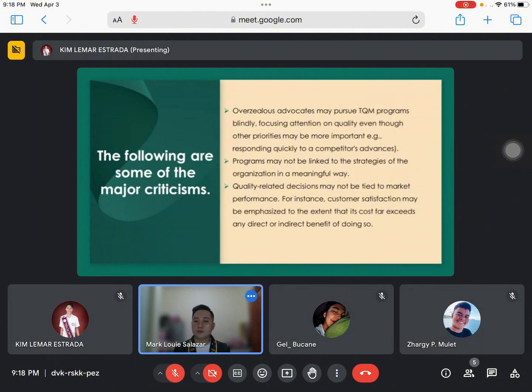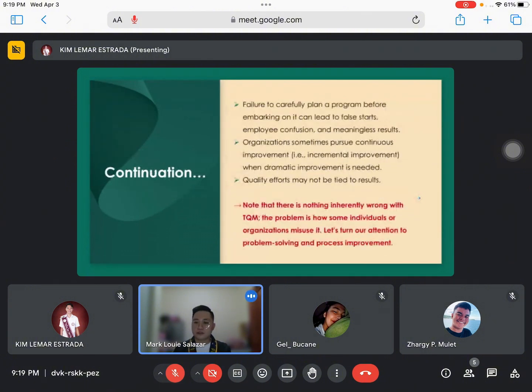So, next one is programs may not be linked to the strategies of the organization in a meaningful way. Then the third one is quality-related decisions may not be tied to market performance. For instance, customer satisfaction may be emphasized to the extent that its cost far exceeds any direct or indirect benefit of doing so. So next one is failure to carefully plan a program before embarking on it can lead to false starts, employee confusion, and meaningless results. The next one is organizations sometimes pursue continuous improvement.